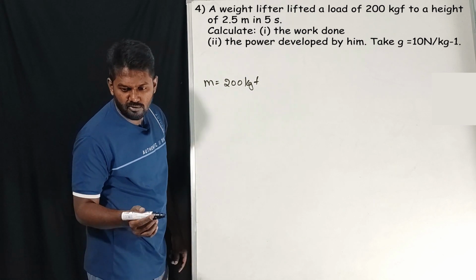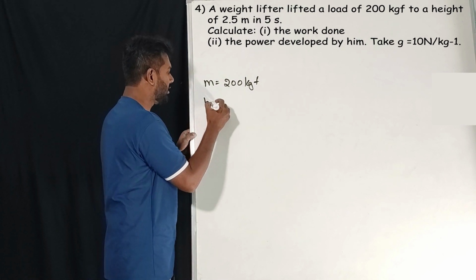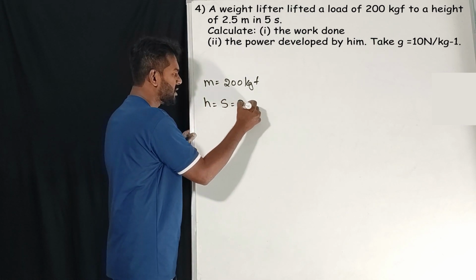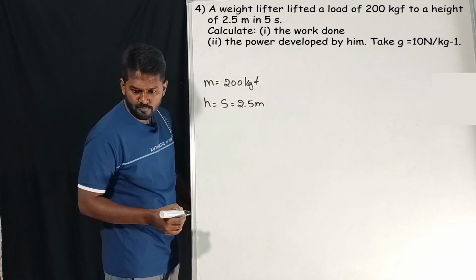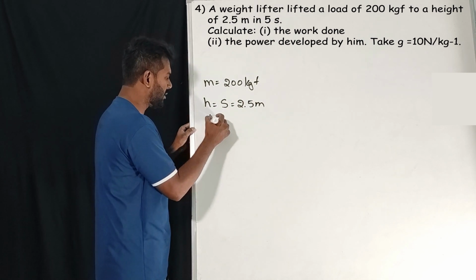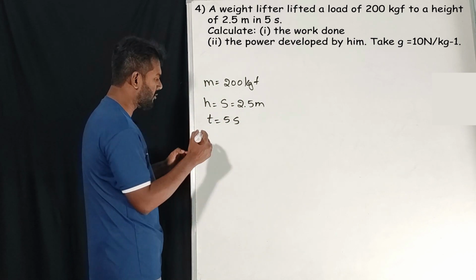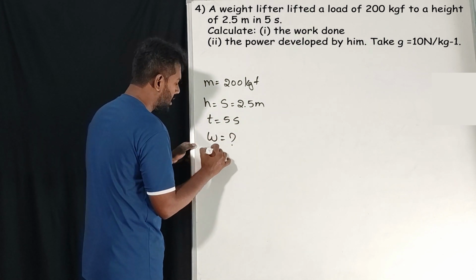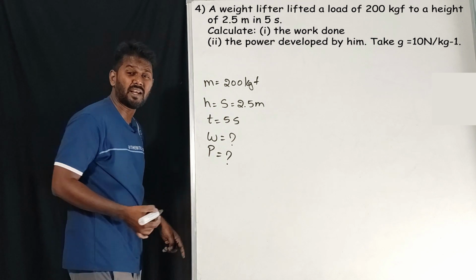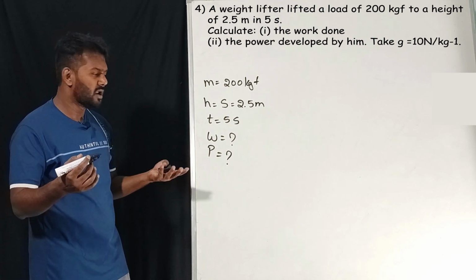Then time is given and height is also given. Height we can take as displacement, that is 2.5 meter, in 5 seconds. So time is given, 5 seconds. What do we have to find? Work done and power. See, write like this, then we will get the answer directly.